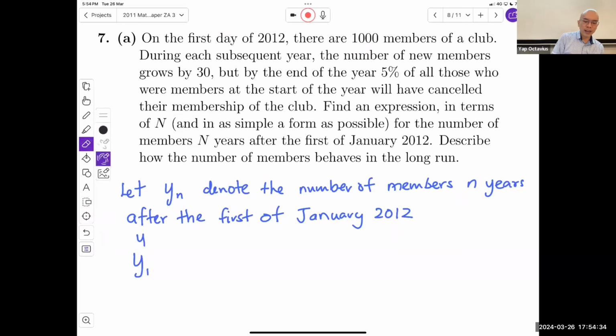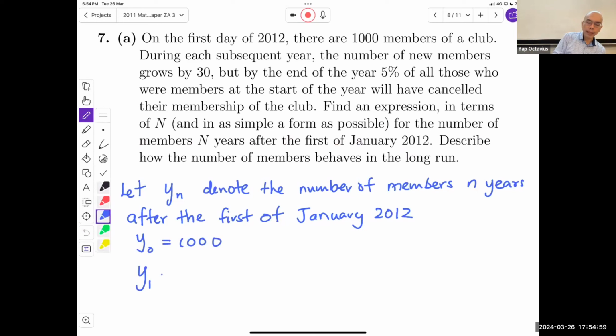Every time I look at the question, I will see y0 or y1. So whenever they ask you to find the expression, you let yn, you copy exactly the statement. Copy exactly the statement, then you decide 0 or 1. So now your y0 is 1000. So then go on, y1. What is the pattern?